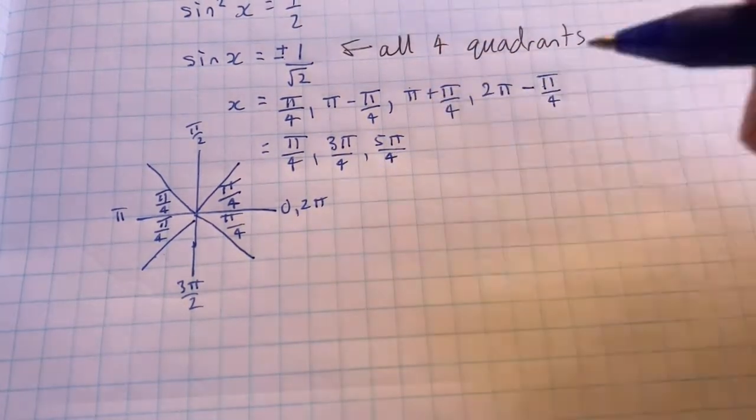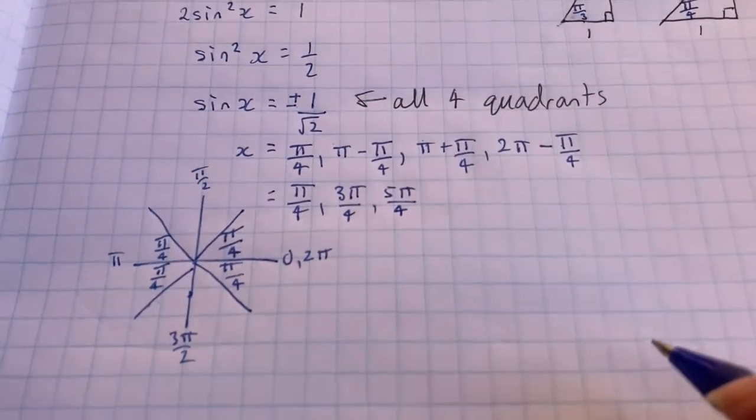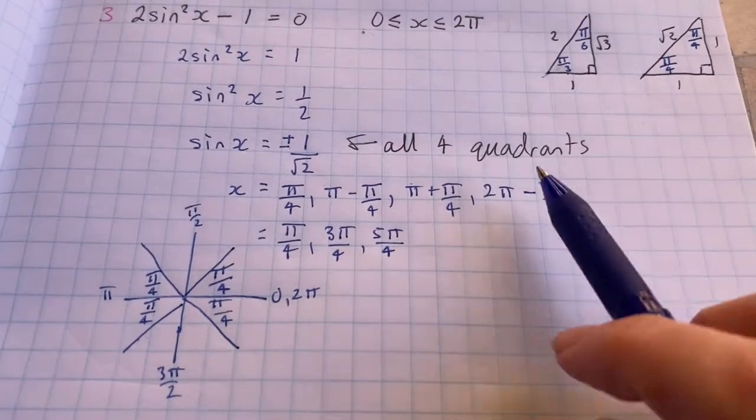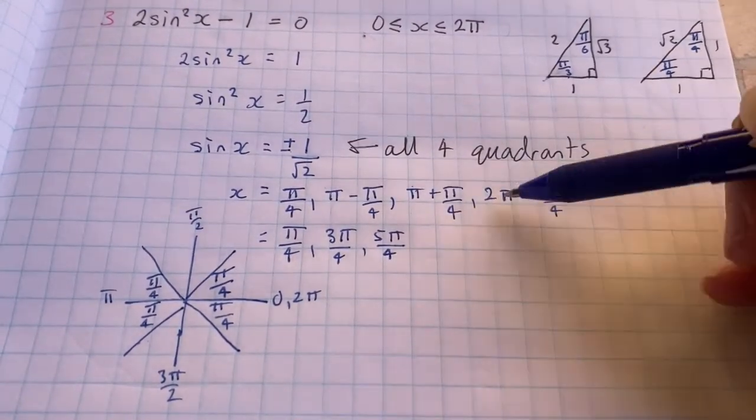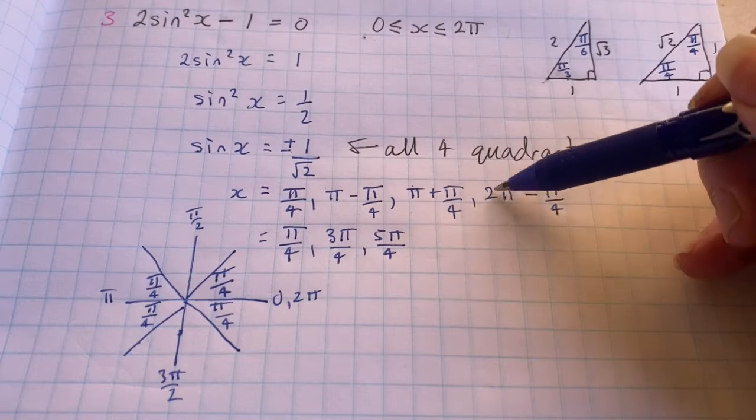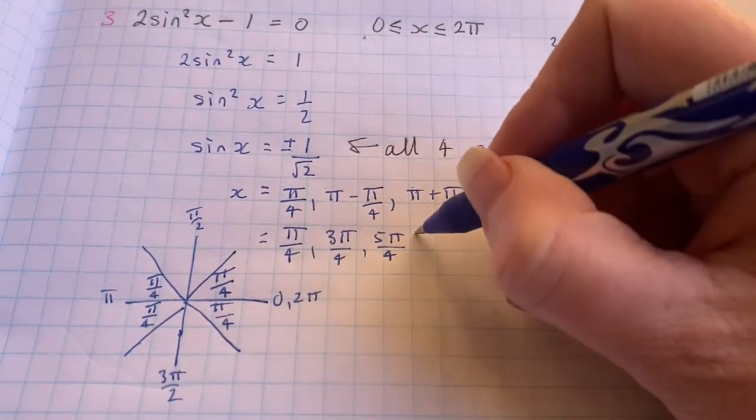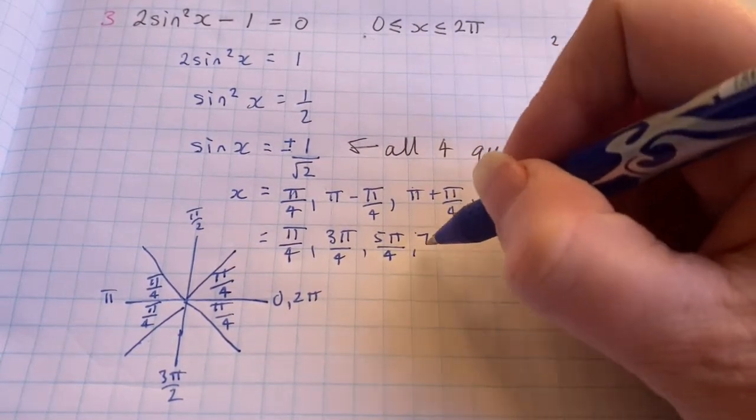We must use improper fractions. You cannot write 1 1/4 pi, that does not make sense. 2 pi minus pi on 4, so if we want this over 4, it's going to be 8 on 4, minus 1 on 4, so that's 7 pi on 4.